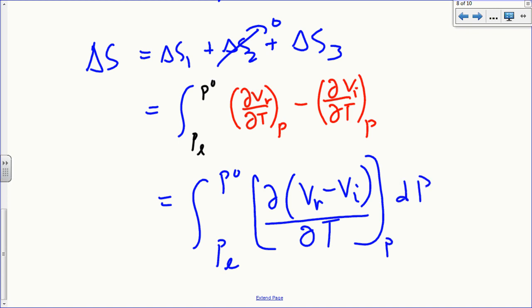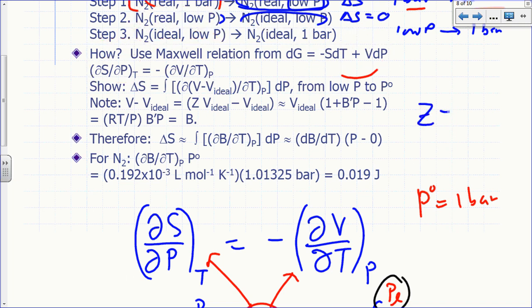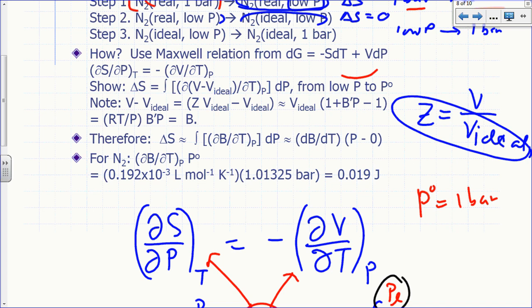What is V real minus V ideal? You go back, so here's the expression right here, partial of V real minus V ideal, from low P to P naught. What is V real? If you remember, compression factor is V over V ideal, right? So Z times V ideal is V, right? So this volume right here is Z times V ideal. So Z times V ideal minus V ideal, what can I do here? I can factor out V ideal. So that's V ideal times Z minus 1, right?